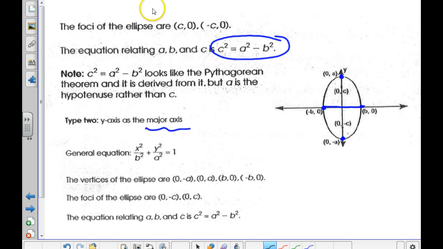The next slide, I think, has the foci are at c, and you determine c by this equation again. The other kind is a vertical ellipse. It says the y is the major axis, and the bigger number will be under the y value. So the vertices are at 0, plus or minus a, and the co-vertices here, or the ends of the minor axis, are at plus or minus b, 0. And the foci are on the major axis always at 0, c, and 0, negative c. All right.